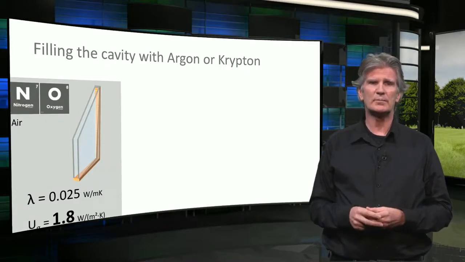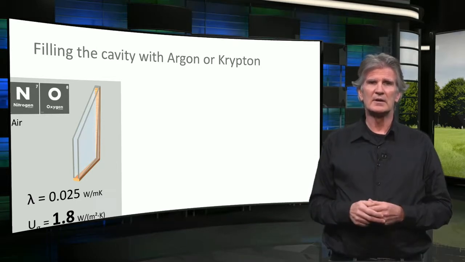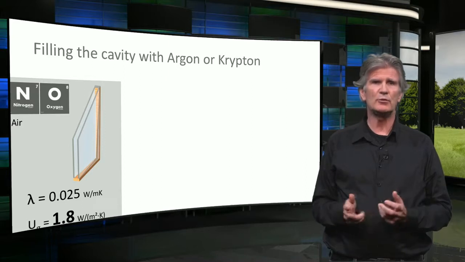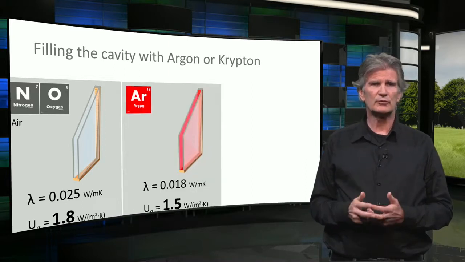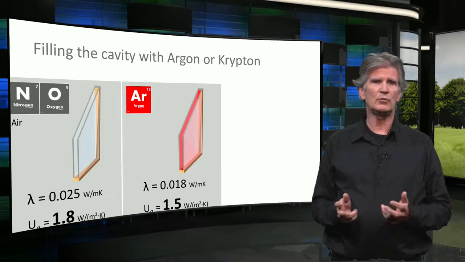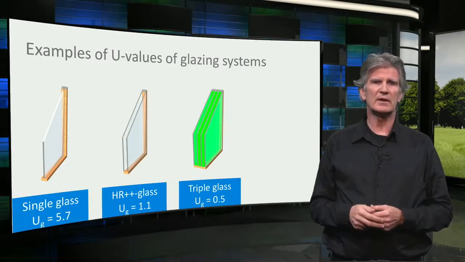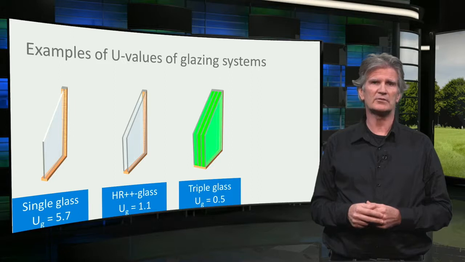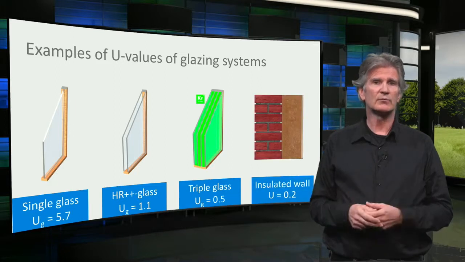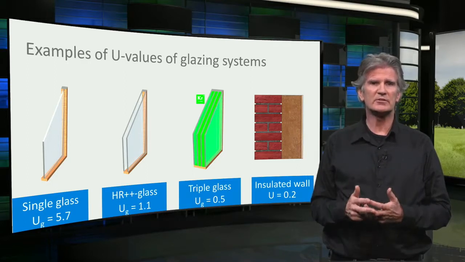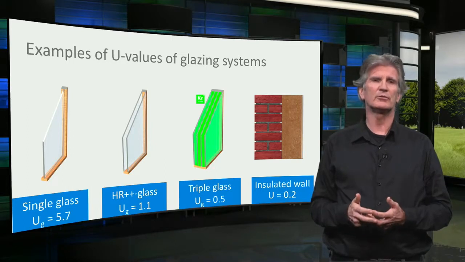And the final technology is to replace the air in the cavity with another gas that has a lower thermal conductivity, like argon or krypton. Starting with double glazing, with a low E coating and an air-filled cavity, the U value is 1.8. It reduces to 1.5 with an argon-filled cavity and to 1.1 with a krypton-filled cavity. With these technologies, modern insulating glass can have a U value as low as 1 or even 0.5, which is very low compared to single glass. But compared to a well-insulated wall with a U value of 0.2, it is still relatively high. This means that reducing the size of the windows is also an important measure to reduce the transmission losses.